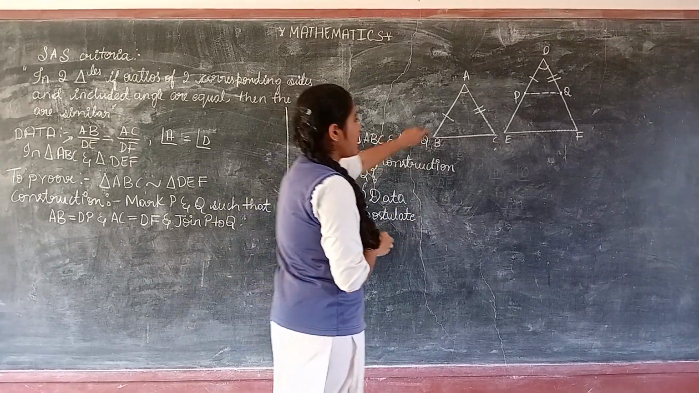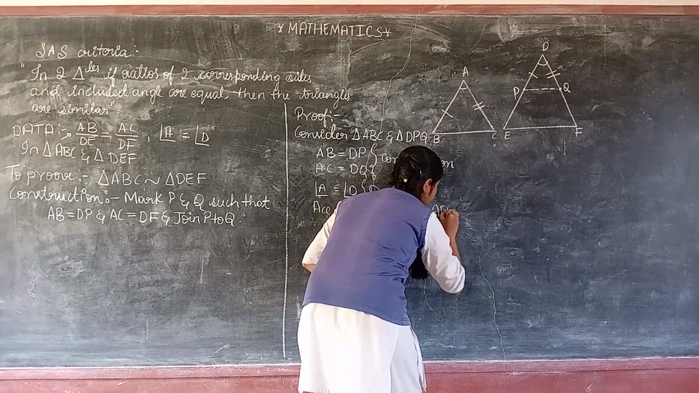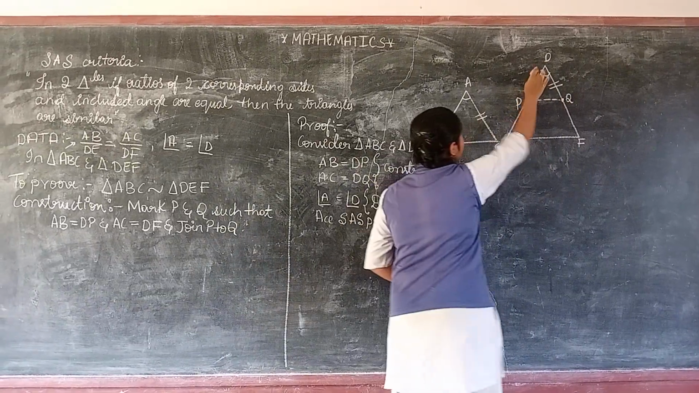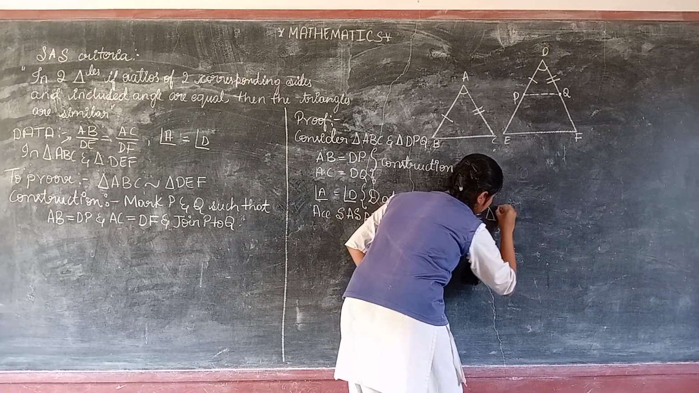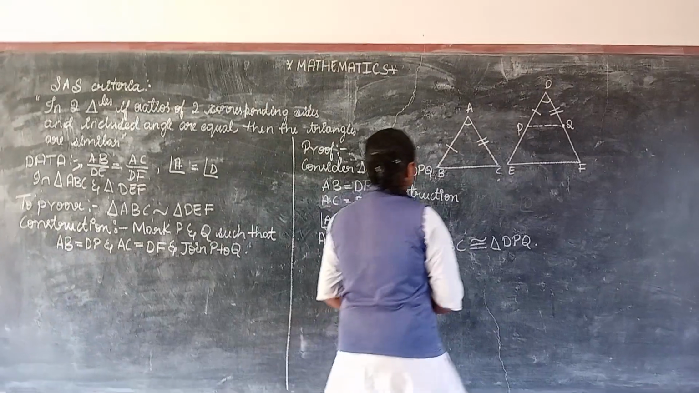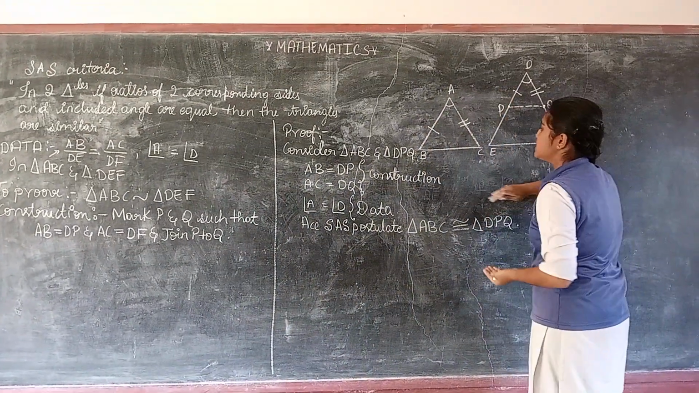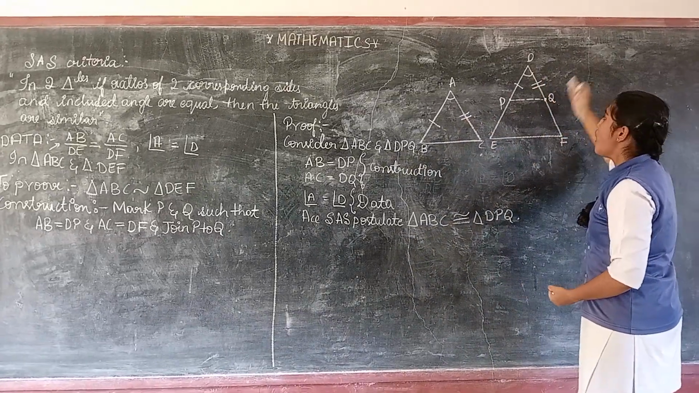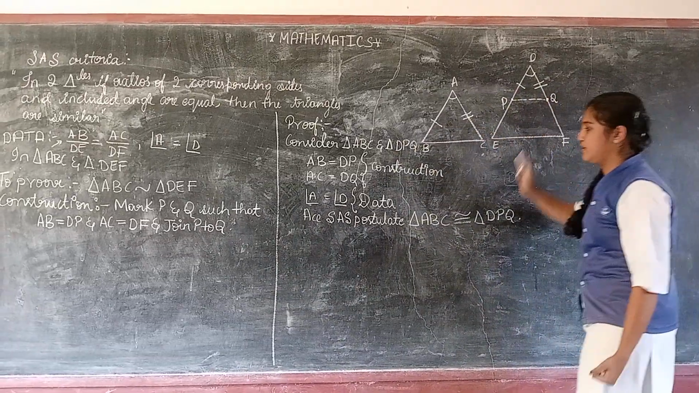Which triangle? Triangle ABC will be congruent to triangle DPQ. This much is over. Now what we proved is that triangle ABC is congruent to DPQ. This means if we superimpose triangle ABC on triangle DPQ, or triangle DPQ on triangle ABC, they will look like the same figure.